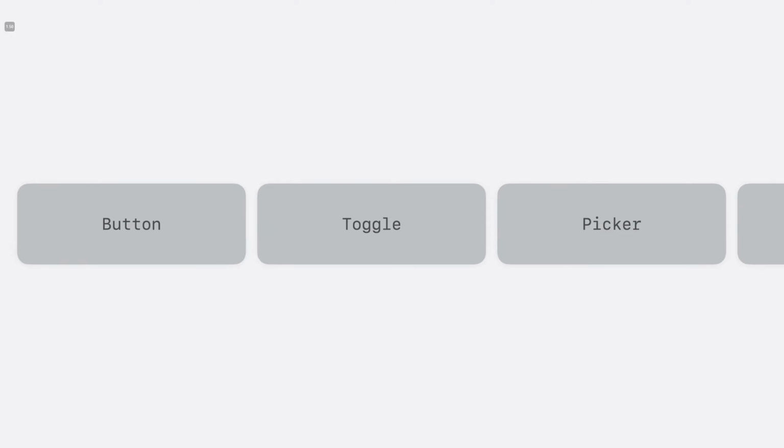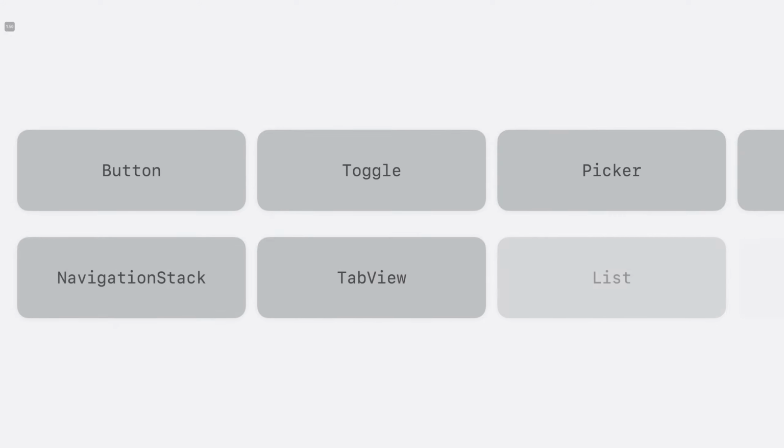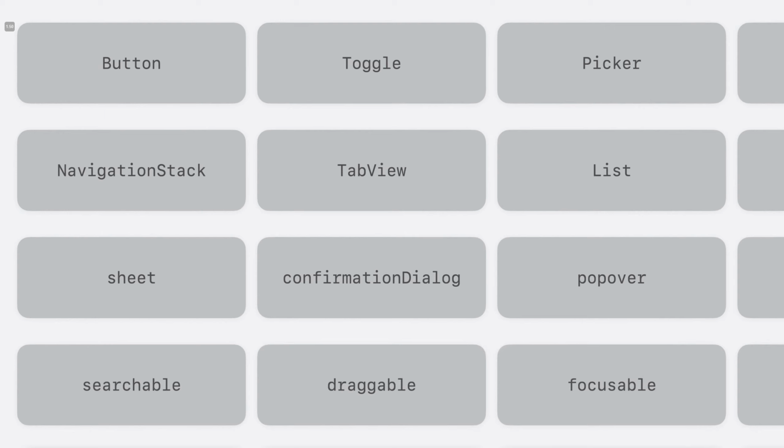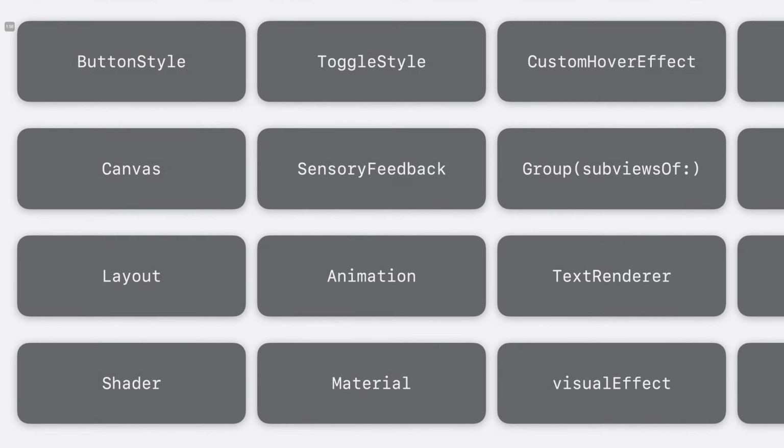There are controls like button, toggle, and picker, container views like navigation stack, tab view, and list, presentations such as sheets and popovers, and many more examples that you can explore in the documentation. And when you are ready to create unique, custom experiences, SwiftUI also has another layer of API that provides low-level control. You can build your own control styles, use Canvas for high-performance imperative drawing, create completely custom layouts, and even apply custom metal shaders directly to SwiftUI views. SwiftUI is available when building an app for any Apple platform.